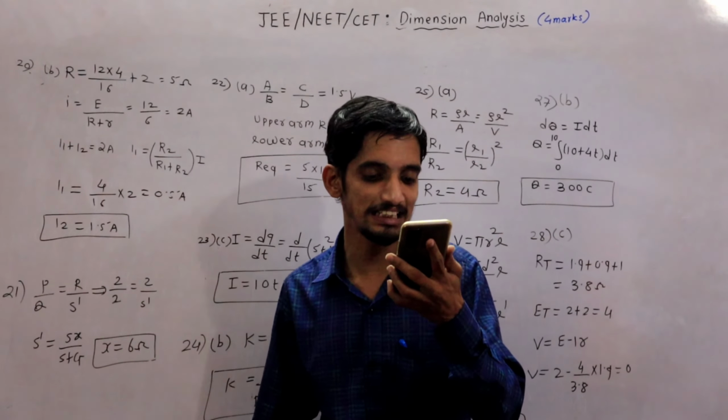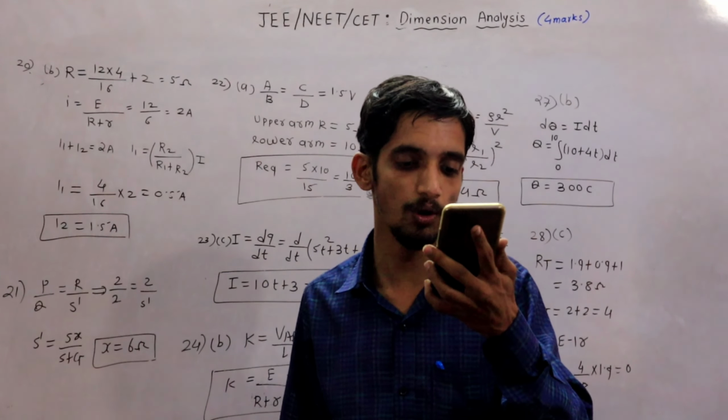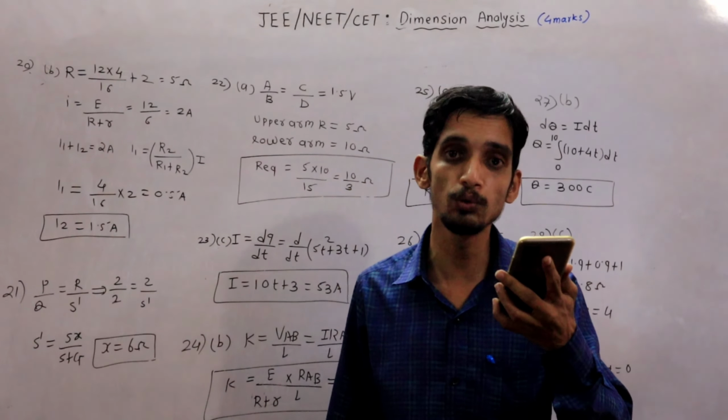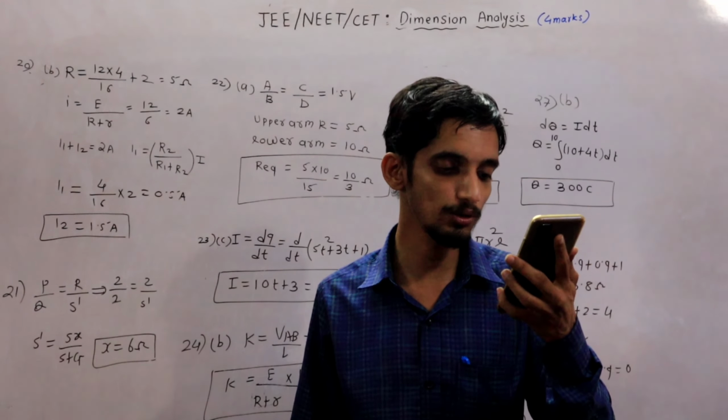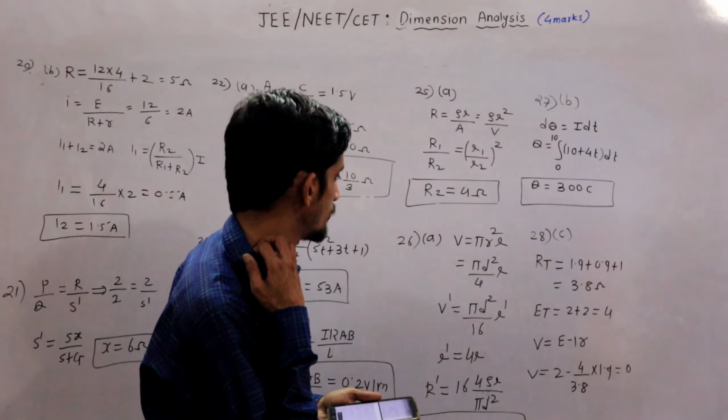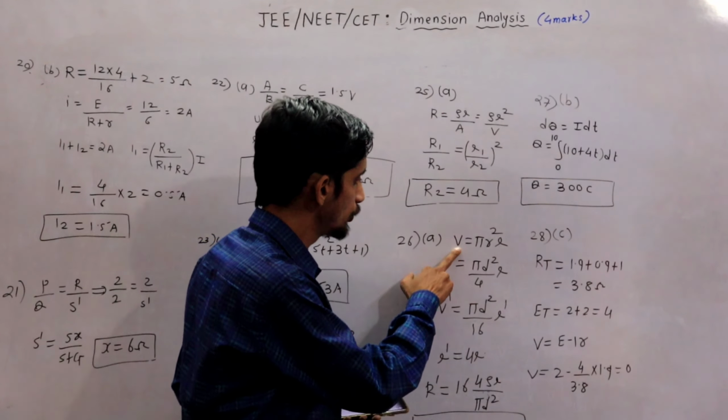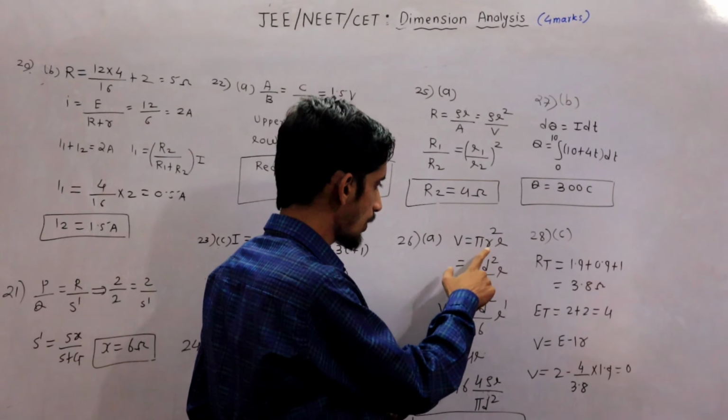Now question number 26. A wire of length L is drawn such that its diameter is reduced to half of its original diameter. If the initial resistance of the wire is 10 ohm, then the resistance would be? Now listen here. In 26, volume is equal to pi r square L. So r is d by 2.